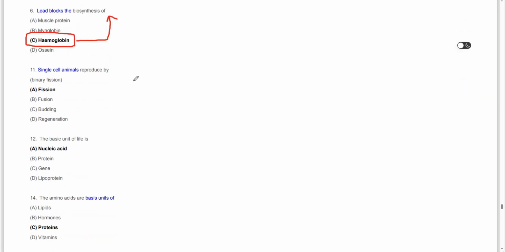Moving on to the next question. Single cell animals reproduce by fission.